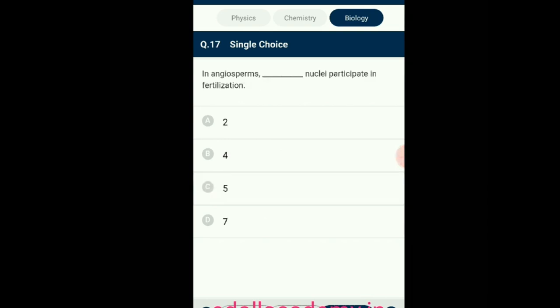Question number 17. In angiosperm, dash nuclei participate in fertilization. Angiosperms show double fertilization. In syngamy, there is a fusion of one male and one female gamete having one nucleus each. In triple fusion, there is a fusion of one male gamete having one nucleus and two polar nuclei. Thus 5 nuclei, that means two polar nuclei, one egg nucleus, two male gametes participate in double fertilization. So the answer for this question is option C. Totally there are 5 nuclei that participate in fertilization.